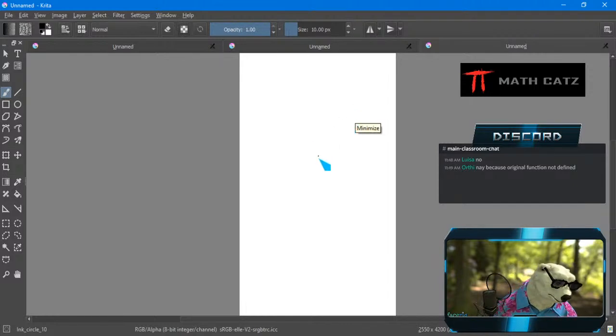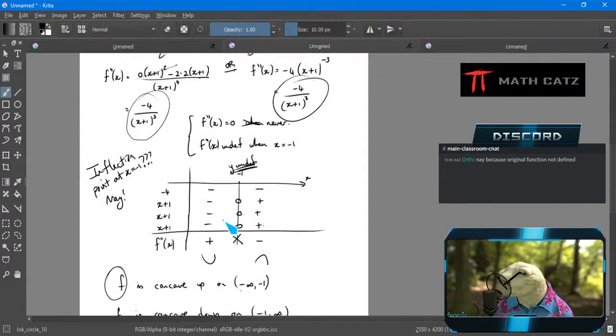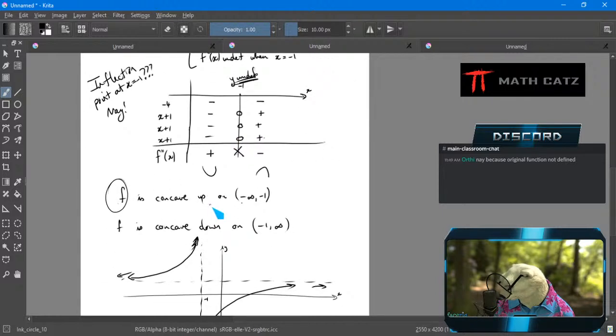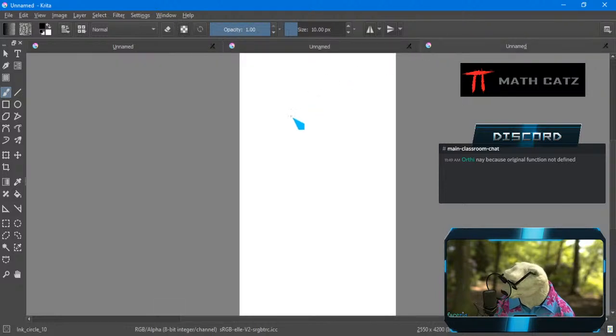Sometimes they ask you, what's the inflection point? What's the critical point? Sometimes they don't. Regardless, you have to write these sentences at the bottom. They're very important. Make sure you get your intervals and your brackets right. That's where people lose marks very quickly.